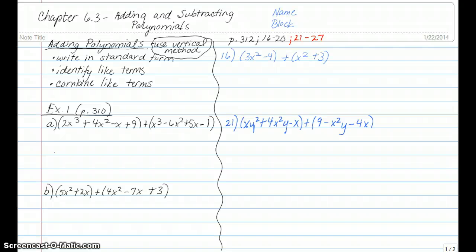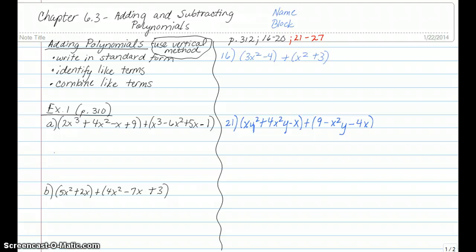This is chapter 6.3, adding and subtracting polynomials. When you're adding polynomials and subtracting them, I'm going to be asking you to use the vertical method versus using the horizontal method. What this entails, or what it means, is you need to write the polynomial in standard form if it's not already given in standard form. Identify like terms, and once you've identified them, then you'll be able to combine them.